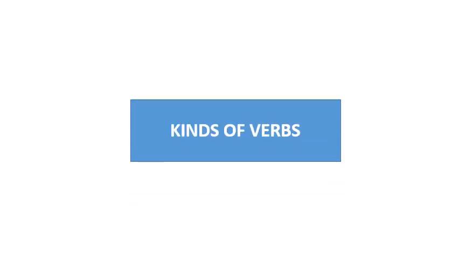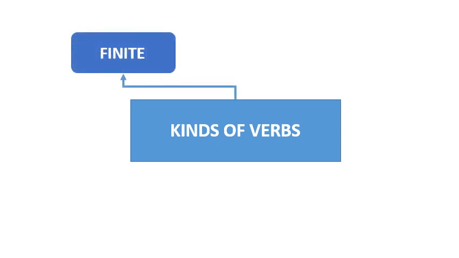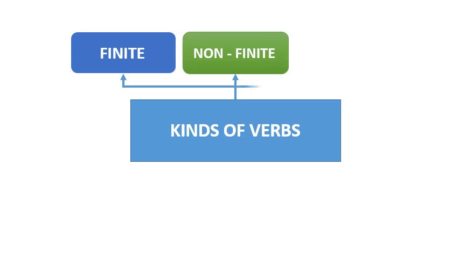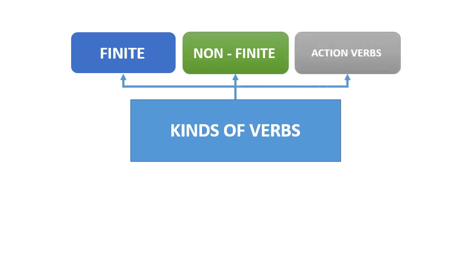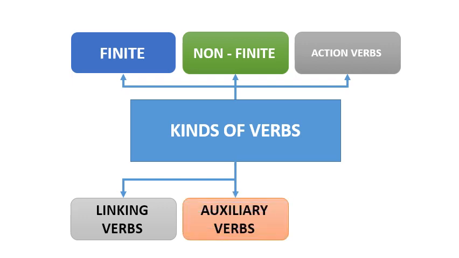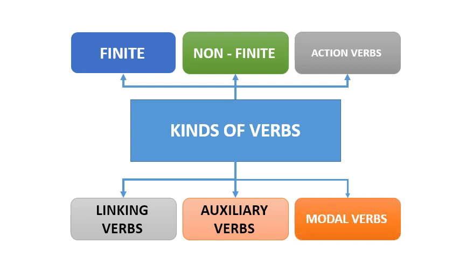So let us see how many kinds of verbs there are. Number 1, finite verbs. Number 2, non-finite verbs. Number 3, action verbs. Number 4, linking verbs. Number 5, auxiliary verbs. Number 6, modal verbs. So there are a total of 6 kinds of verbs.